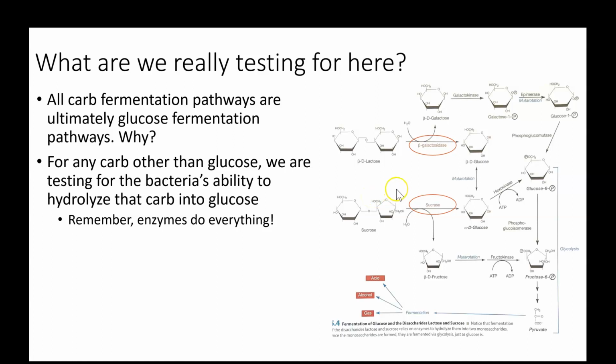So what we're really looking for is the enzymes. Remember, enzymes are responsible for everything. If we have a bacteria that's able to ferment lactose, what we're really saying is this bacteria is beta-galactosidase positive. It has this enzyme that can take lactose and turn it into glucose and therefore take it down that fermentation pathway. Whereas with sucrose, for example, if a bacteria is able to utilize sucrose as a fermentable carb, what we're really looking for is the enzyme sucrase. Without this enzyme, this bacteria can't process sucrose into glucose and therefore chunk it into that glycolytic pathway to ultimately ferment it.